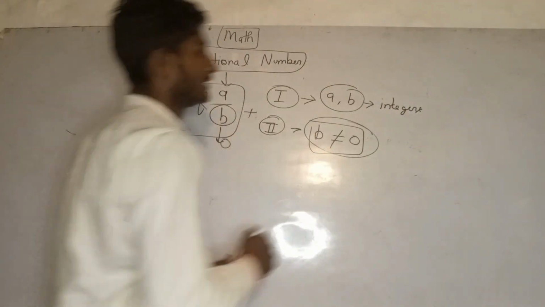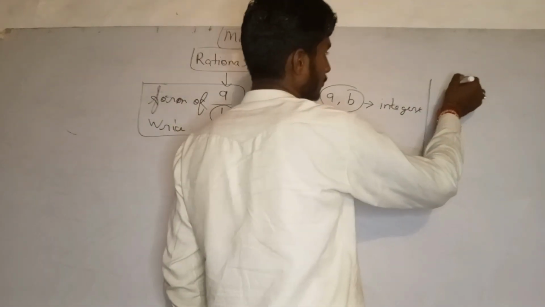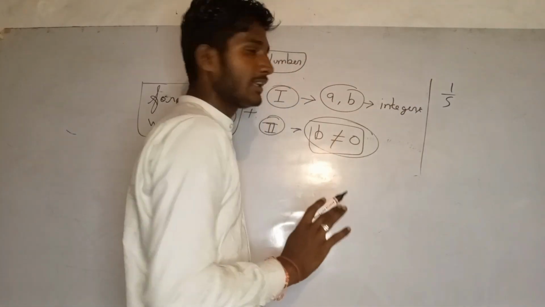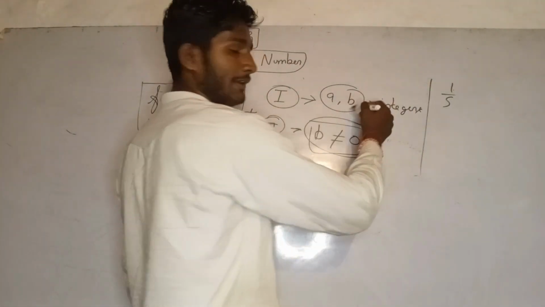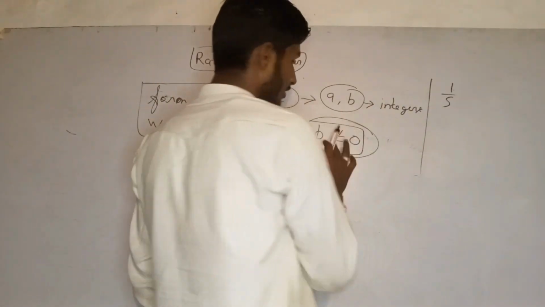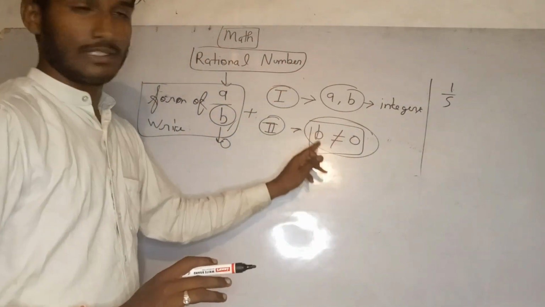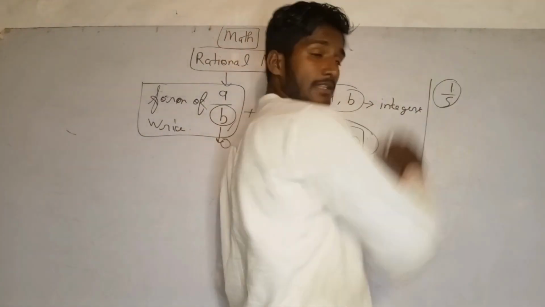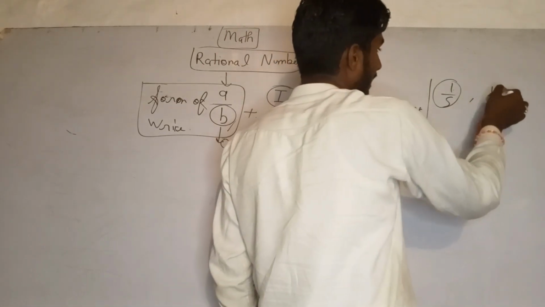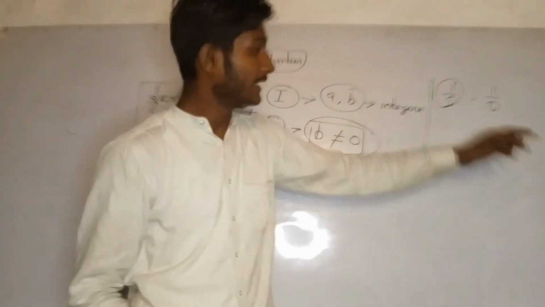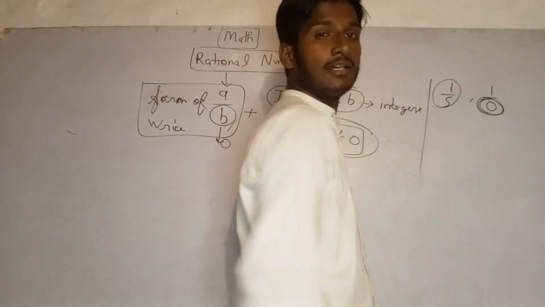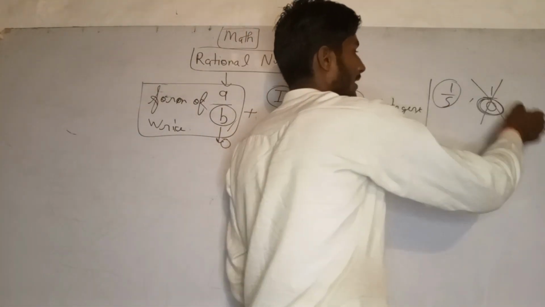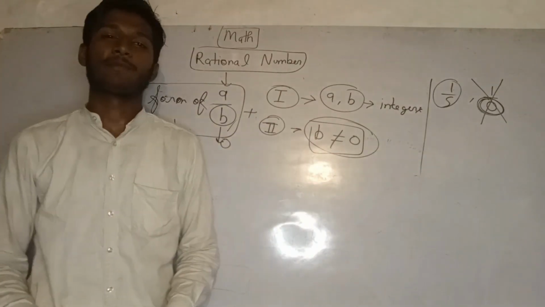Suppose I give you examples. Suppose 1 upon 5, it is a rational number. 1 upon 5 is in the form of a upon b. 1 and 5 are integers, and 5 is not equal to 0. It is completely a rational number. But when we write 1 upon 0, it is not a rational number because b is 0.